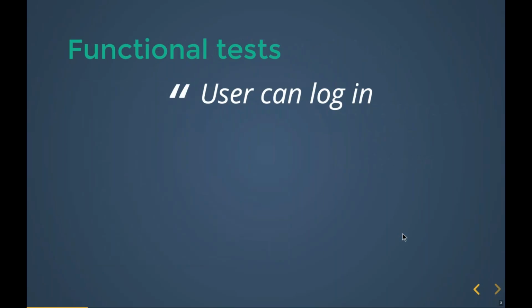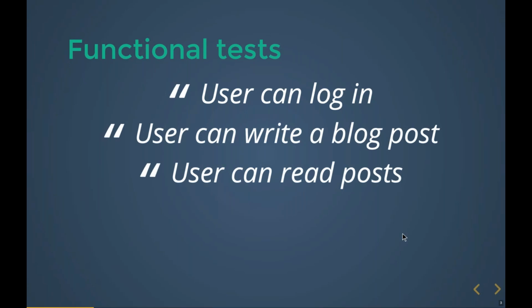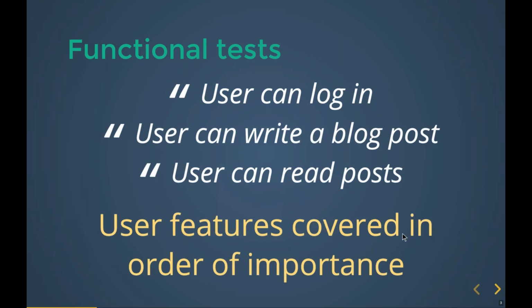So what kind of test would you write? Well, a user probably should be able to log in, so that probably should be the first test I write. I need to write a blog post, so I should test that. I should test that the blog post that I write is actually visible. Maybe I should be able to comment. So basically, you take all of the user features and pretty much map them one-to-one to functional tests.